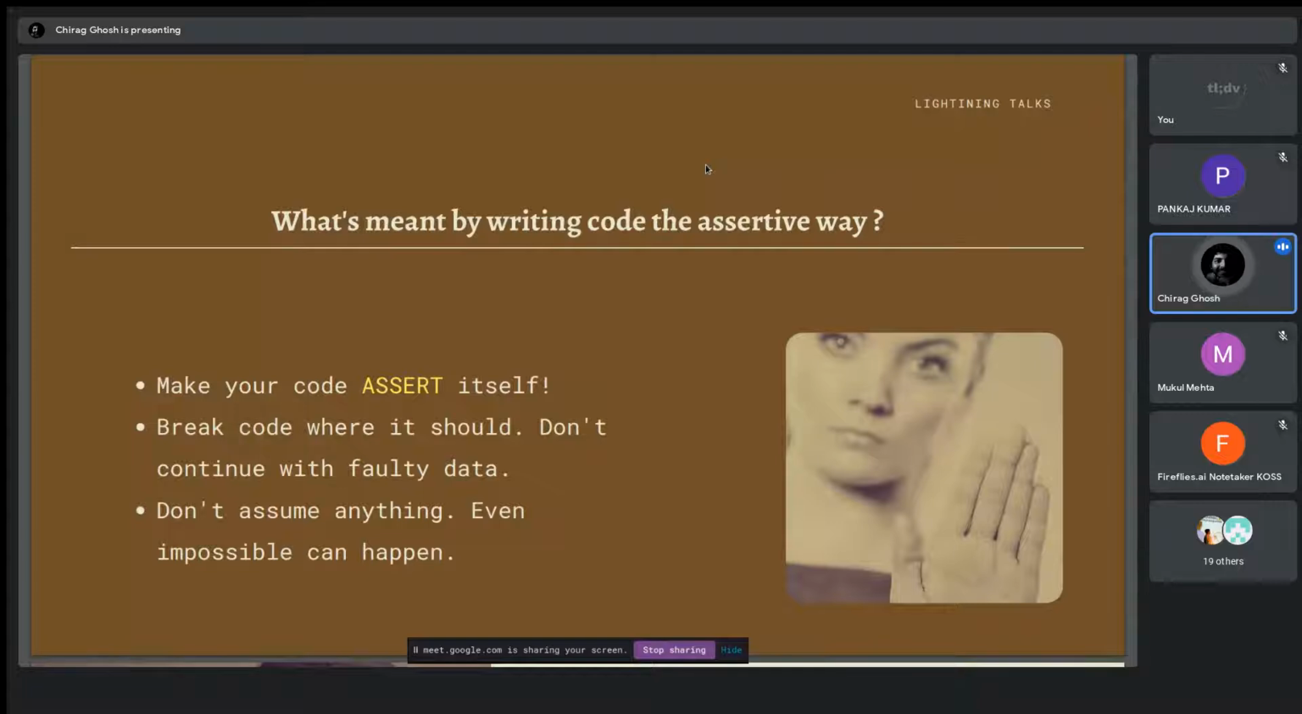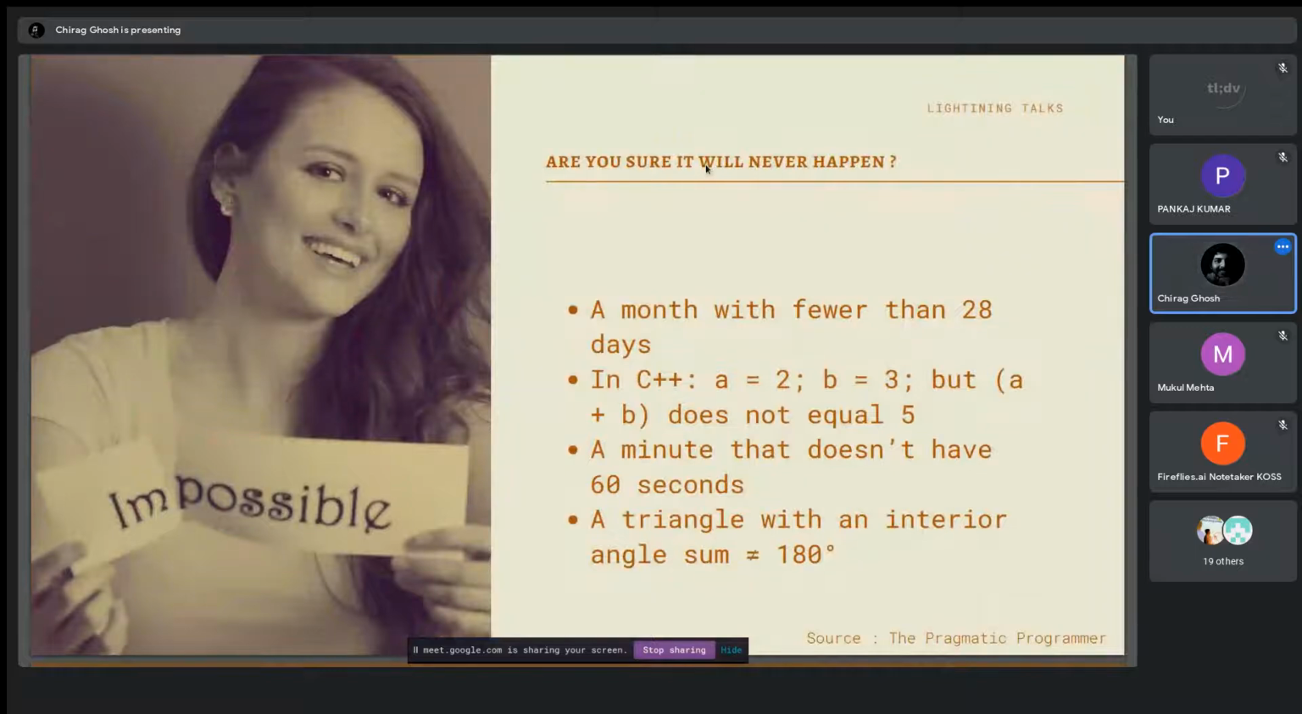I was reading a book called The Pragmatic Programmer. There was a chapter called Assertive Programming. I got some really interesting impossible things which happened. These are the four things. Can anyone tell how this happens? I got one or two, but it was very interesting for me. So can anyone volunteer to tell me how any of these could happen?